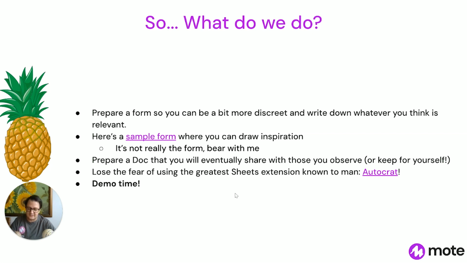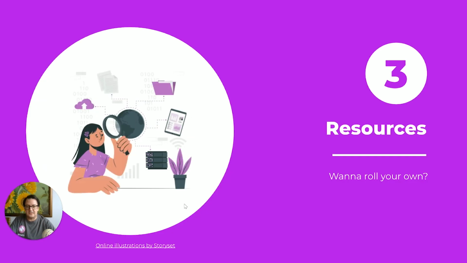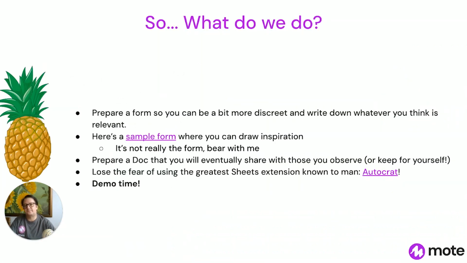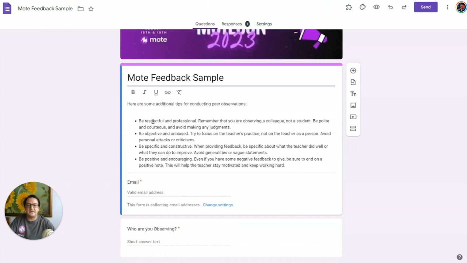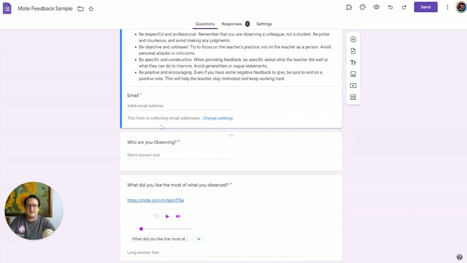So let's get on with what we're talking about. First, we're talking about the form. This is the form that I came up with. It's a feedback form, and this is to pick up your email address. You're going to write in who you're observing, and then there are different little questions, like what did you like the most about being observed.